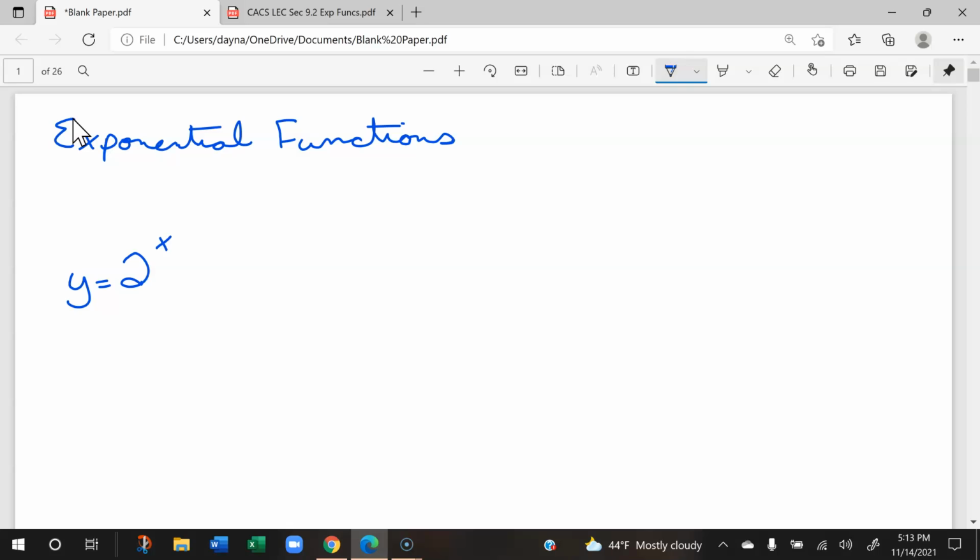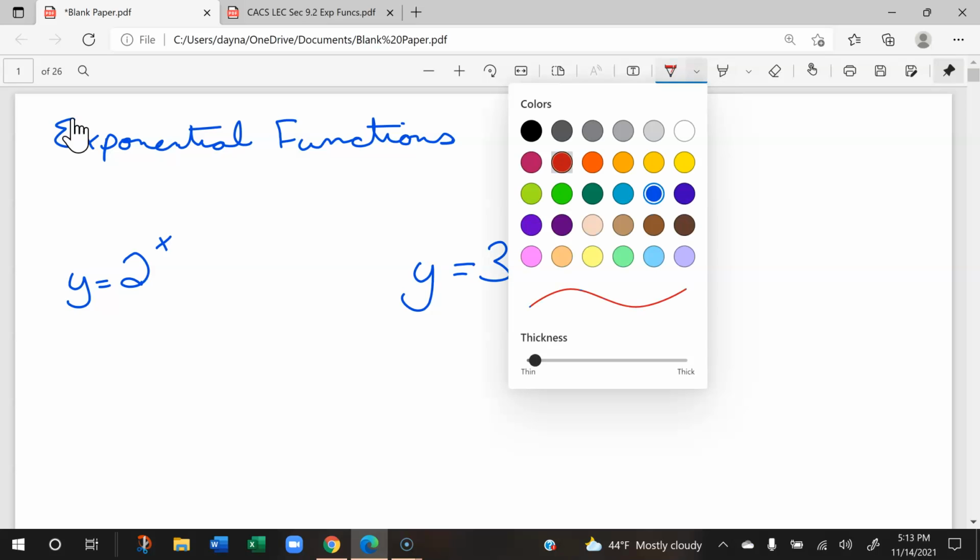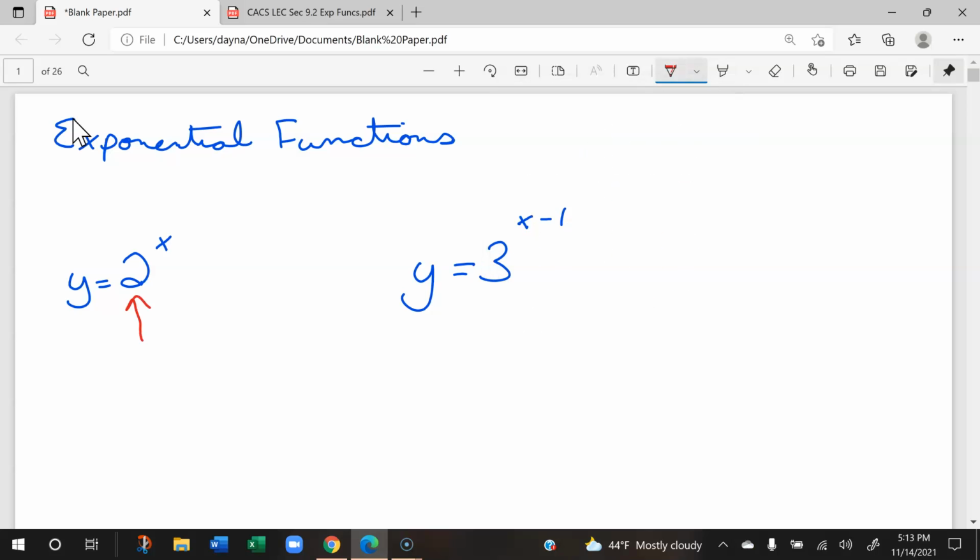It can look like y is equal to 2 raised to the power x, or maybe y is equal to 3 raised to the x minus 1, things like that. In these cases, this is our base, both of these, and it's going to be important to know what our base is. Of course, these are our exponents. And in this case, this entire thing is our exponent.